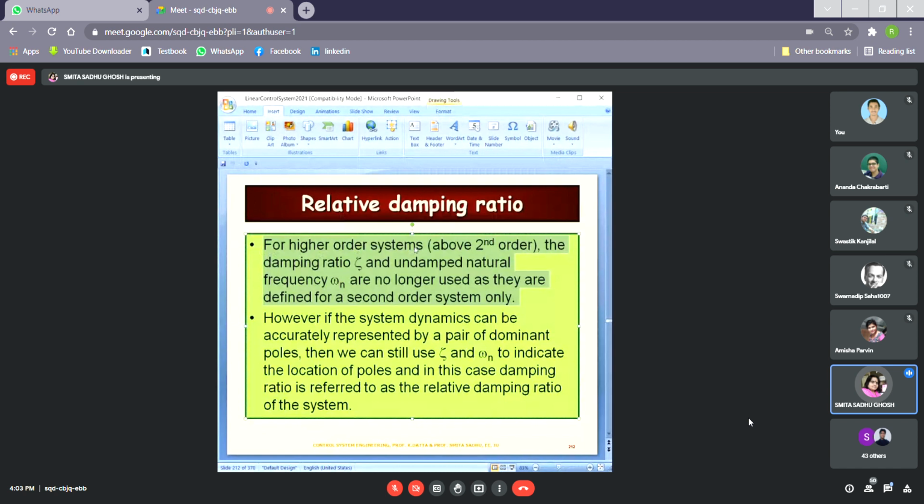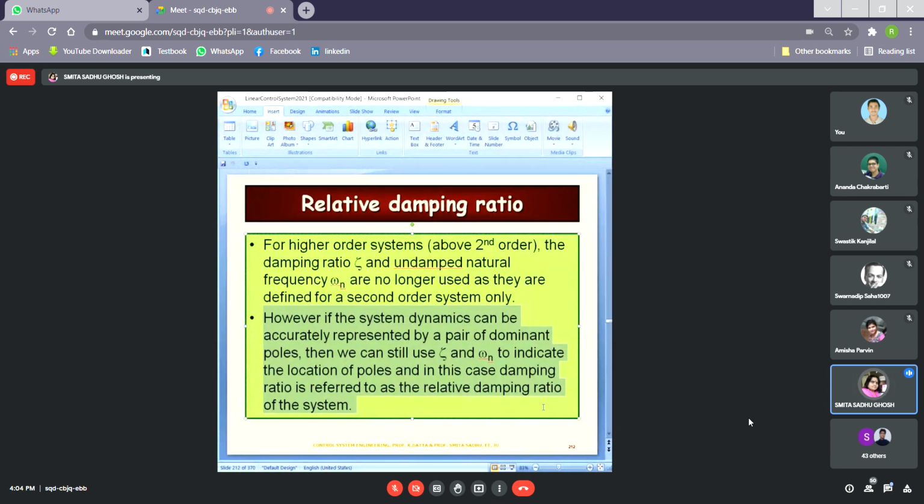So for higher order systems, the damping ratio and the undamped natural frequency are no longer used, as they are defined for only a second order system. However, if the system dynamics are accurately represented by a pair of dominant poles, then we can still use zeta and omega n to indicate the location of the poles. In this case, the damping ratio is referred to as the relative damping ratio of the system. So it is essentially the damping ratio of a second order system, which is replacing a higher order system.